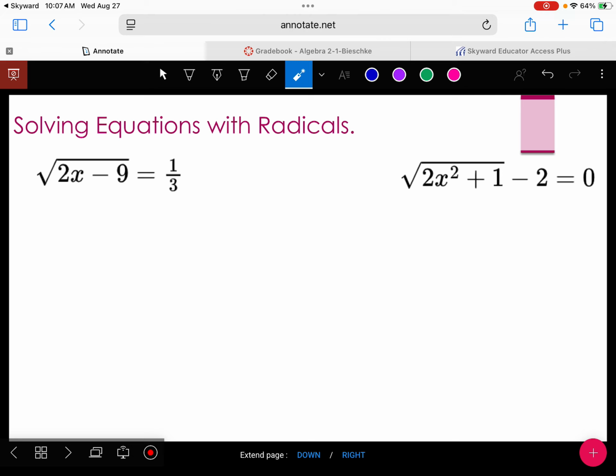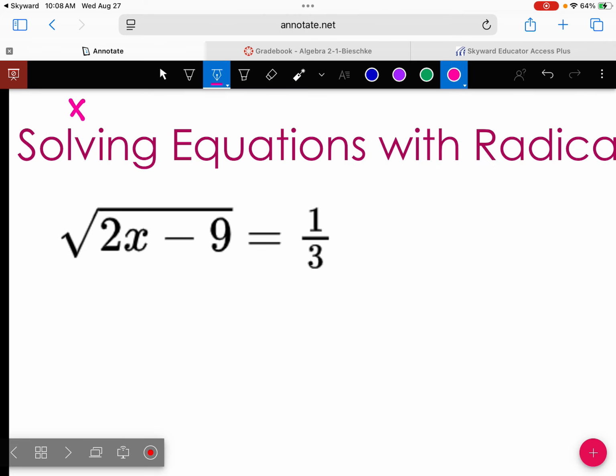So we worked with our radicals as exponents before. Now we're going to have radicals as radicals. If we have the square root of 2x minus 9 equals 1/3, we want to try and solve this. We want to get all the way down to x equals. That's our whole goal when we're solving, whatever letter we're dealing with. So when we're dealing with square roots, how do we get rid of those radicals?